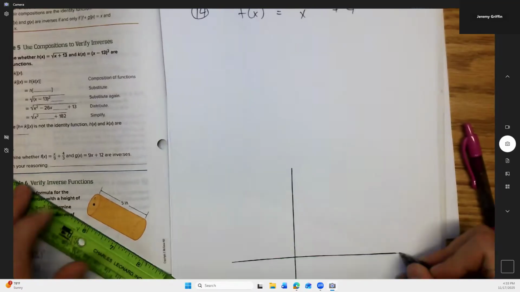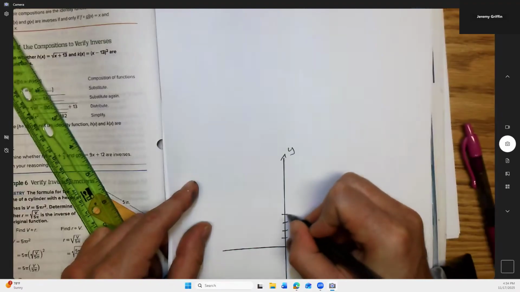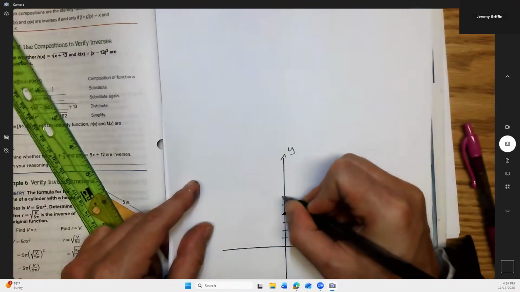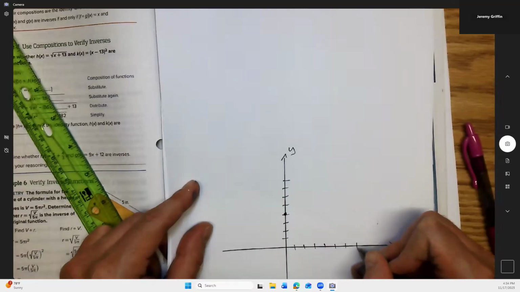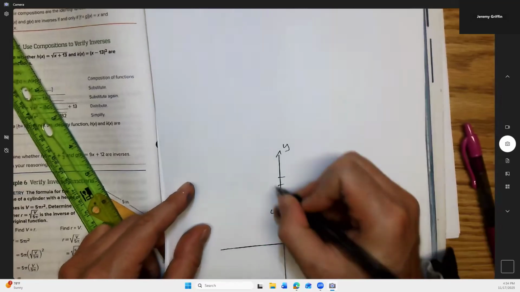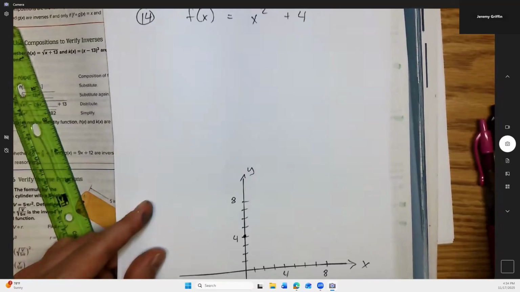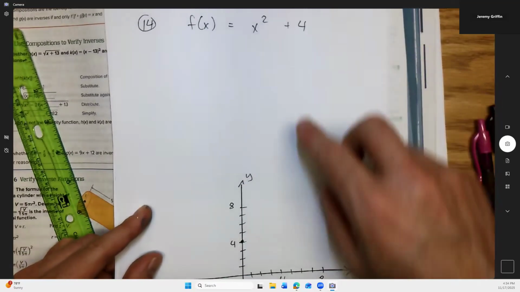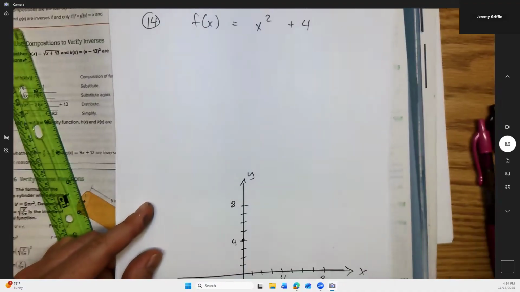Okay, x, y, let's go 1, 2, 3, 4. This point there, something like that. So 4, 8, something like that. Now, if I graph the original function, x squared plus 4, that's just a regular parabola, y equals x squared, then shifted up 4.